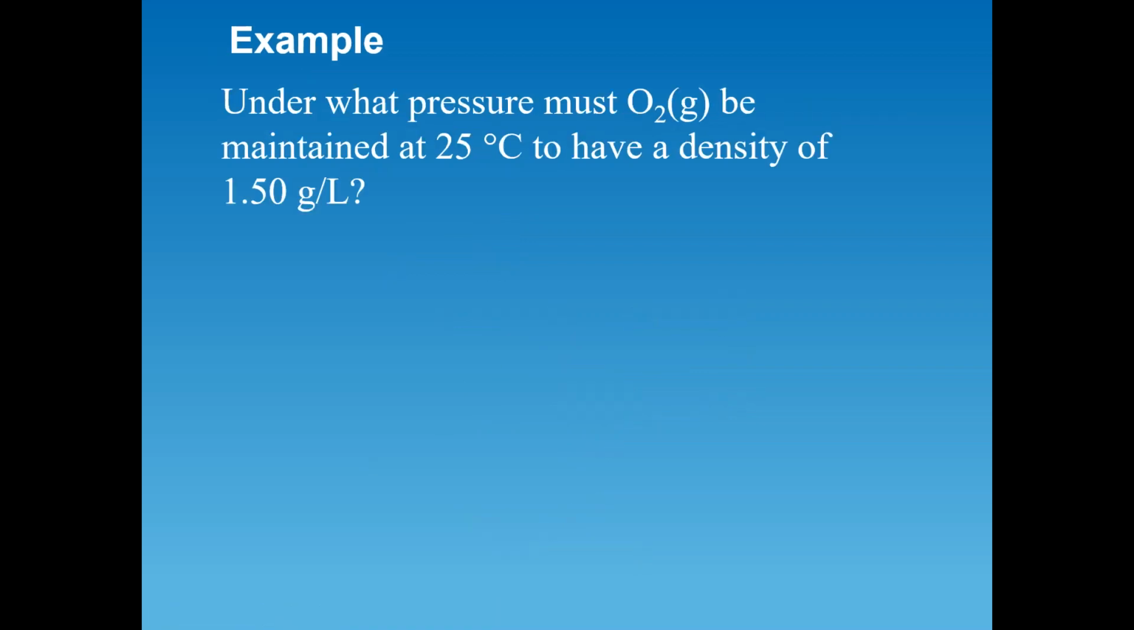All right, let me move on to the next example here. Now, this one is a bit different because it's asking for the pressure. The question says, what must the pressure of oxygen be maintained at 25 degrees Celsius to have a density of 1.5 grams per liter? So we're going to use the same equation. Density is equal to PM divided by RT. But what the question is asking for is P. So we could rearrange this equation to get P equals D RT over M.